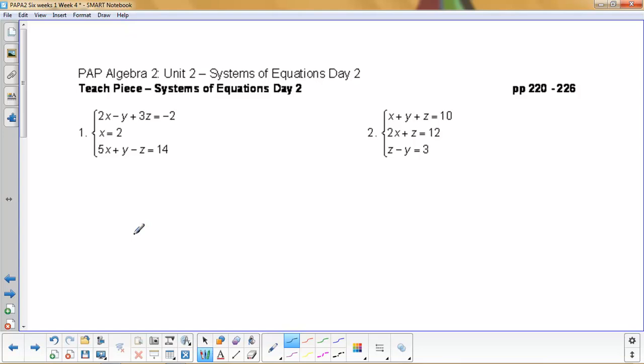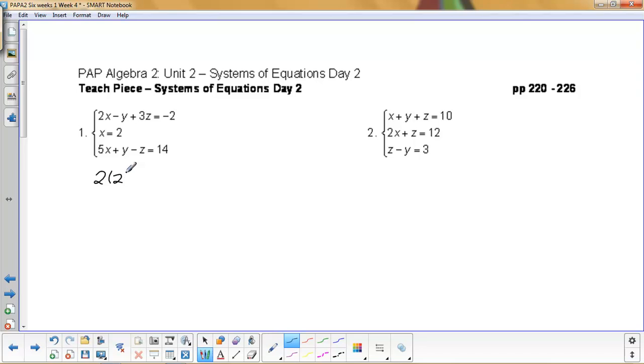Now the best way to do this without the use of a calculator is by either using substitution or two variable linear combination. We'll look at both so that you can see what works best for which scenario that there is. Okay? So in question number 1, you'll notice that a value is given to you. That is x equals 2. Therefore, in the other two equations, I will substitute 2 for x.